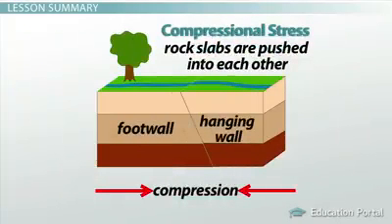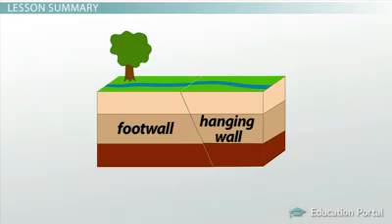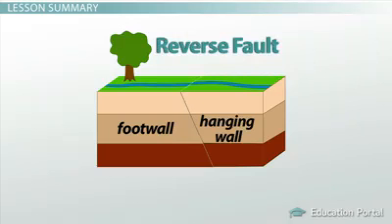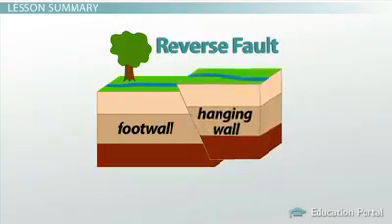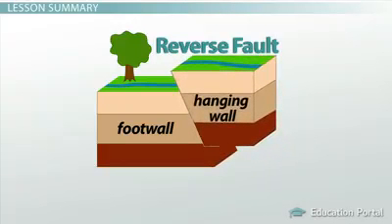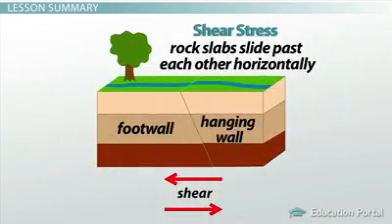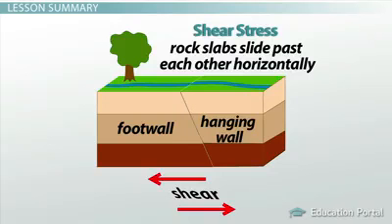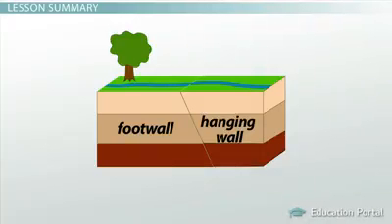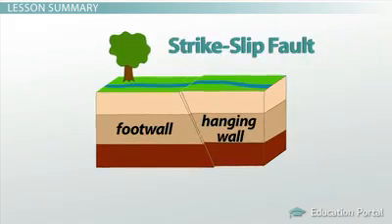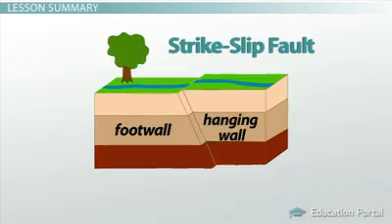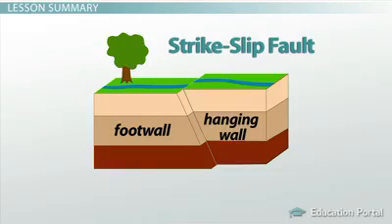Compressional stress is when rock slabs are pushed into each other, like cars in a head-on collision. This causes reverse faults, which are the reverse of normal faults because in this case, the hanging wall slides upward relative to the footwall. Shear stress is when rock slabs slide past each other horizontally. There's no vertical movement of either the hanging wall or footwall, and we get a strike-slip fault. These rocks move like your hands do when you rub them together to warm up.